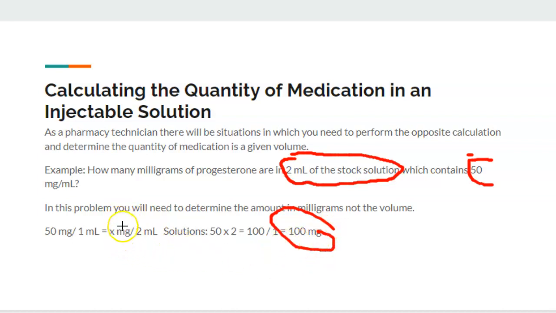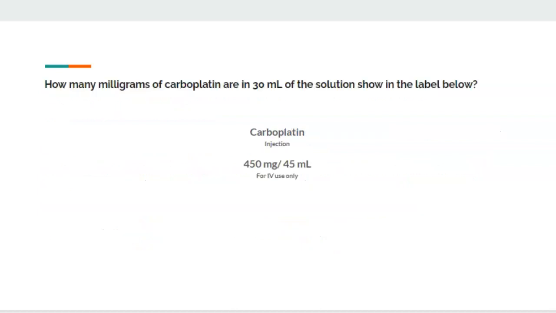So when you're doing that, pay attention to where your X is. What are you solving for, X, and what are you looking for in your question? The question says, how many milligrams? So really pay attention to what it's saying. Whatever it says here, make sure you make that your X in your problem. And I think that will help you get the correct answer. Let's go ahead and look at the next problem here, and we'll do this one together.